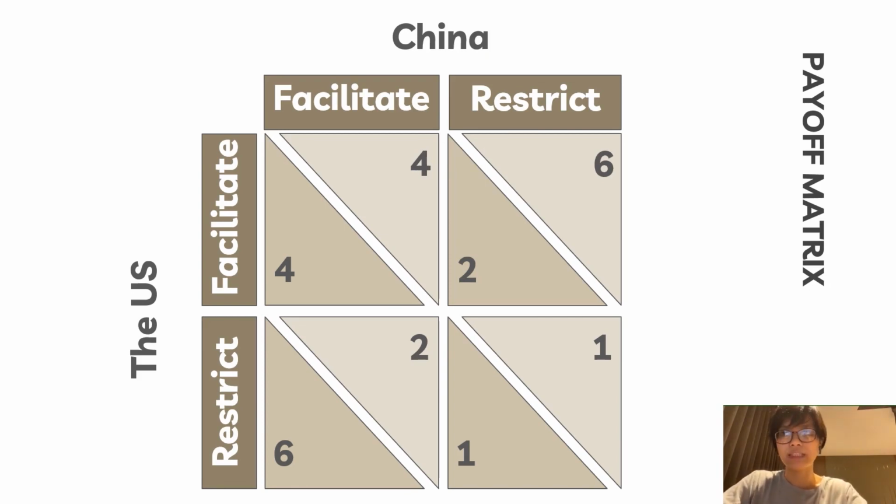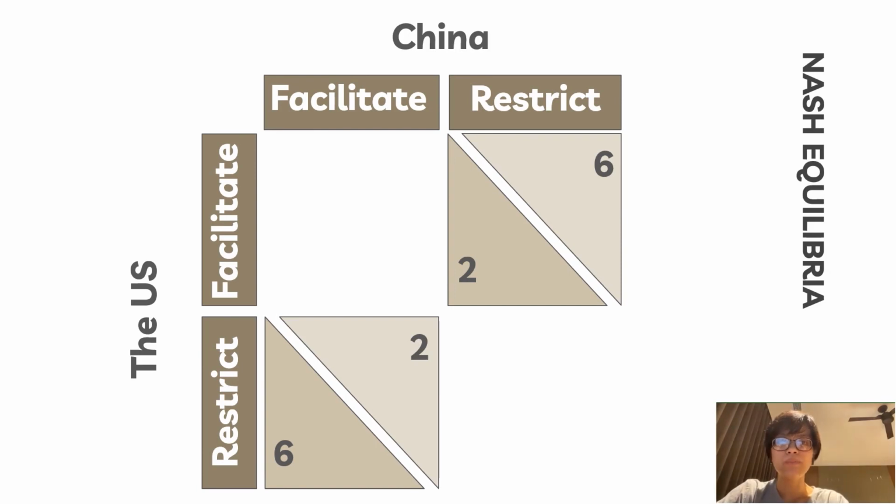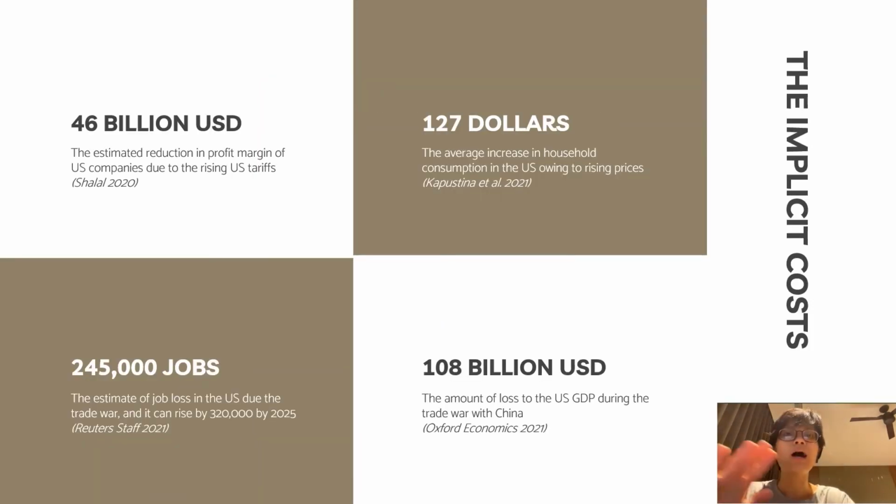When China facilitates trade, the US is better off by restricting trade. When China restricts trade, the US is better off by facilitating trade. The Nash equilibrium of this chicken game is that either China or the US has to facilitate trade when the other one restricts trade. However, there are implicit costs for the US when they levy tariffs on China, as American companies and households incur higher costs. Thereby, unemployment has been rising, and all of these factors have reduced the GDP of the US.